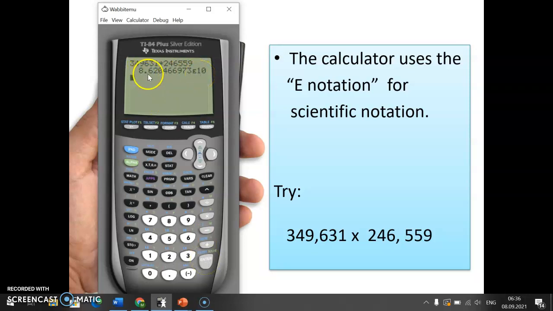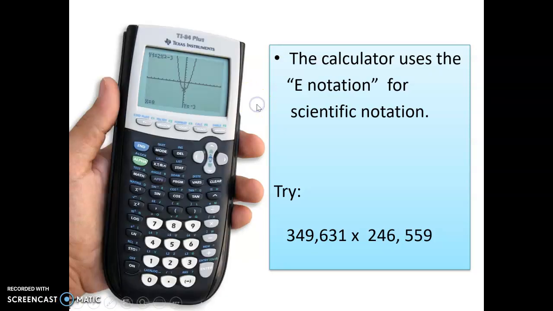So we have 8.62 and then some more decimals and then E10. All that means is this times 10 to the power 10. When you see E10 here, it means 10 to the power of whatever number you see here. So coincidentally, this is also a 10. But know that if this was an 8, for example, this would mean times 10 to the power 8. So this is scientific notation on your calculator. Okay? We'll use that later a little bit more.